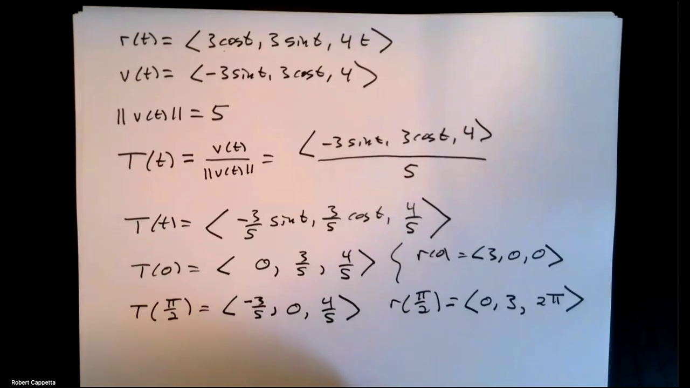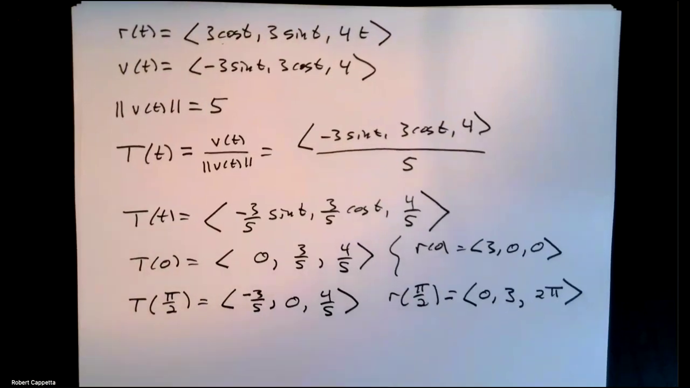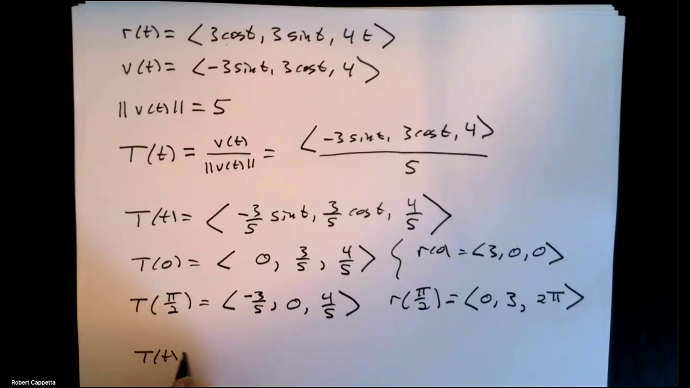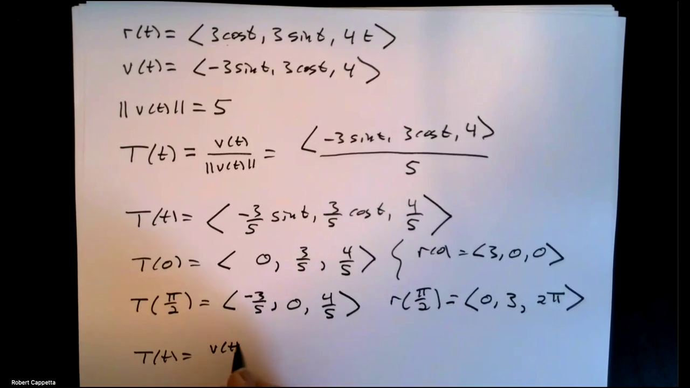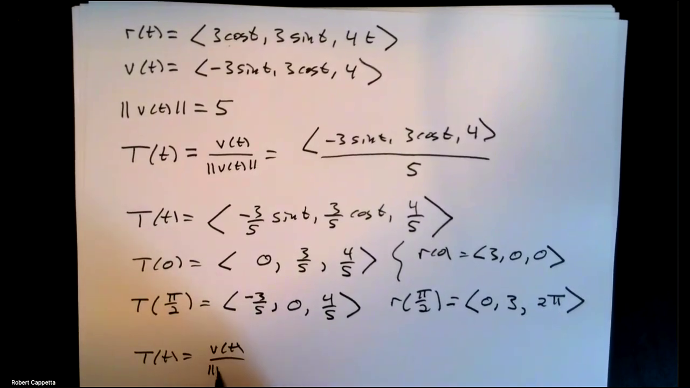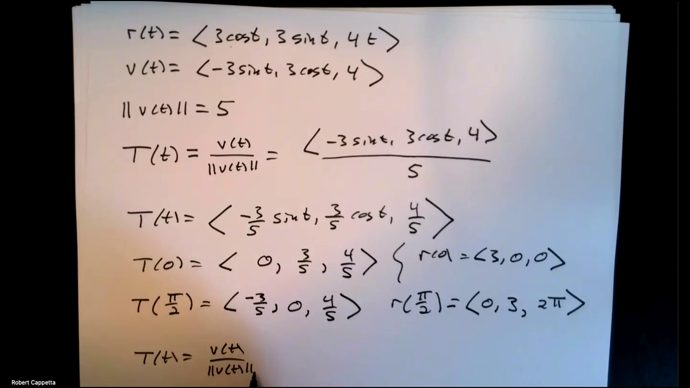So for any value t, I can find the unit tangent vector. Again, what is T of t? T of t is the velocity divided by the speed. The only time this would be a problem, of course, is if the velocity vector is 0. Because if the speed is 0, the magnitude of the 0 vector is 0. If you have a 0 vector divided by 0, you're not going to have any kind of sensible unit tangent vector.